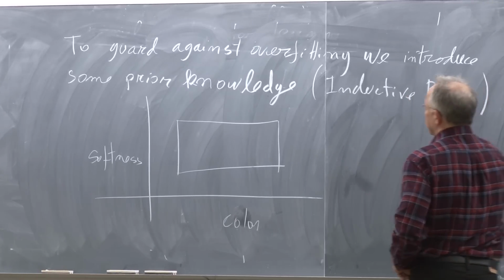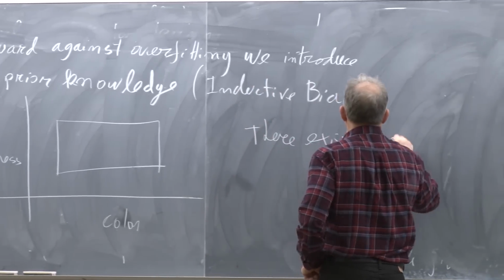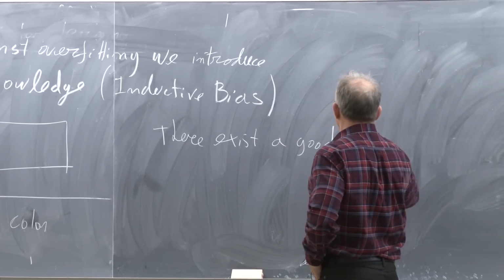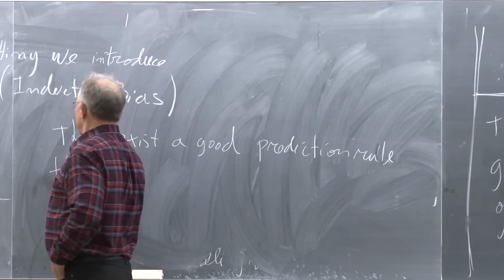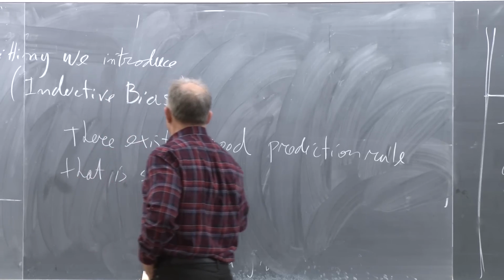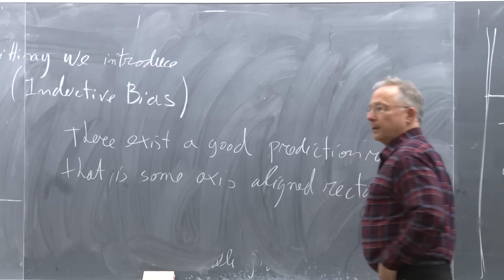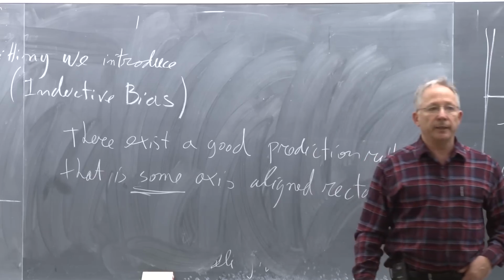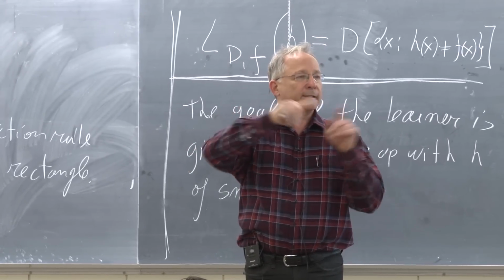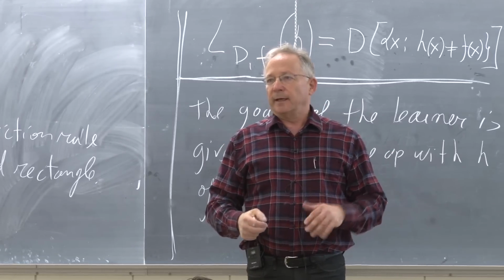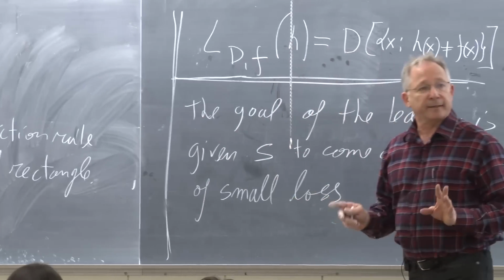So we assume the prior knowledge that there exists a good prediction rule that is some axis aligned rectangle. We don't know which. We want to learn which one. But our prior knowledge is that there is some boundary of color, and some boundary of softness, such that if you live within these boundaries, you are going to be tasty. And now the goal of the learner is easier. He wants to learn which is the correct rectangle, but he's not completely at a loss.